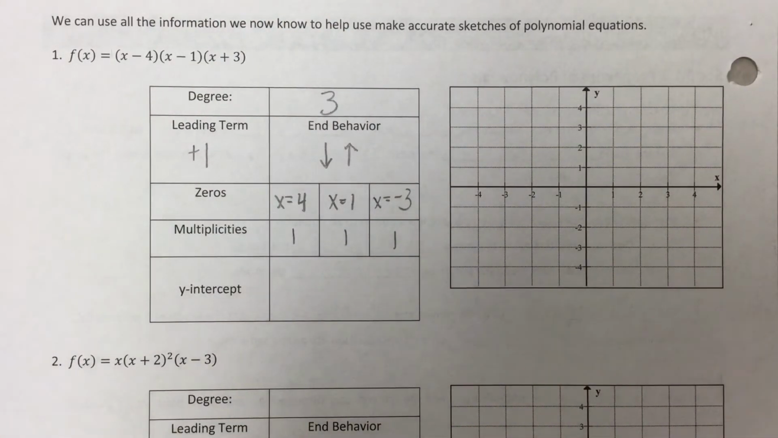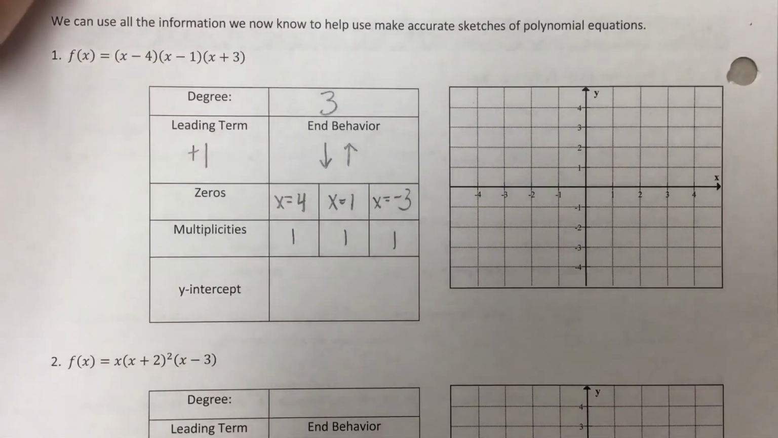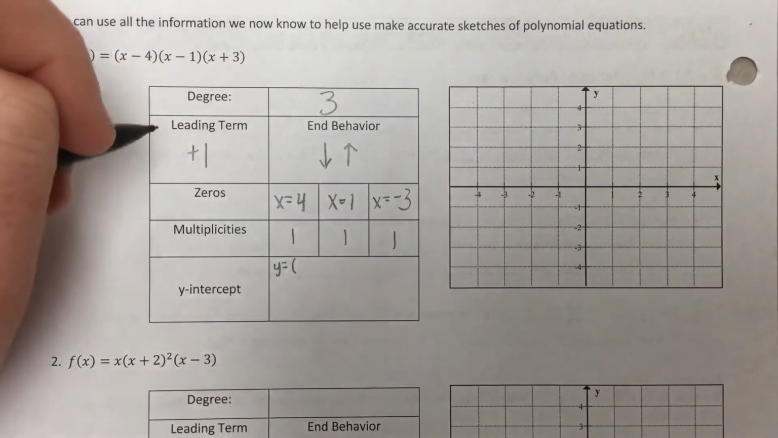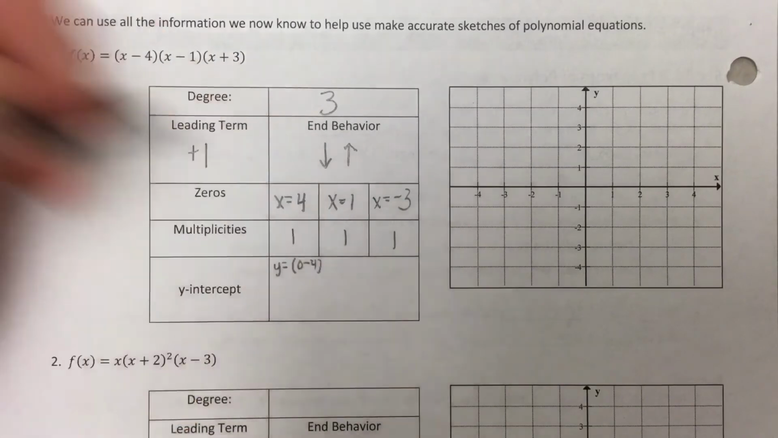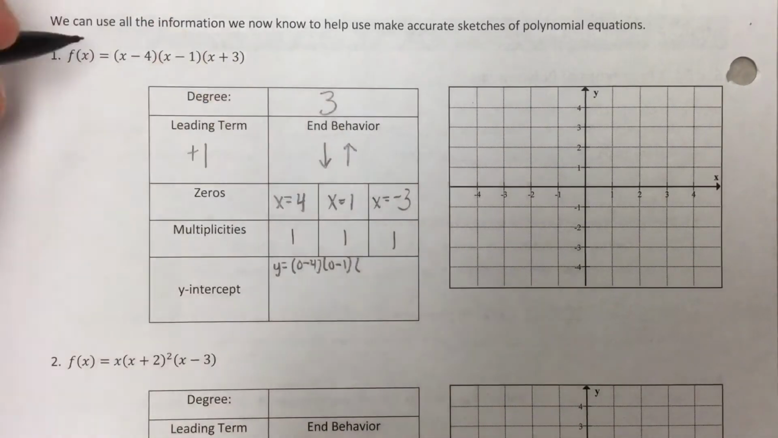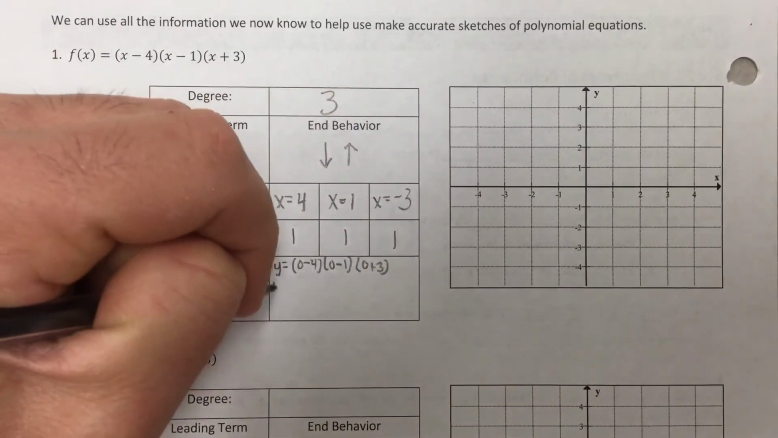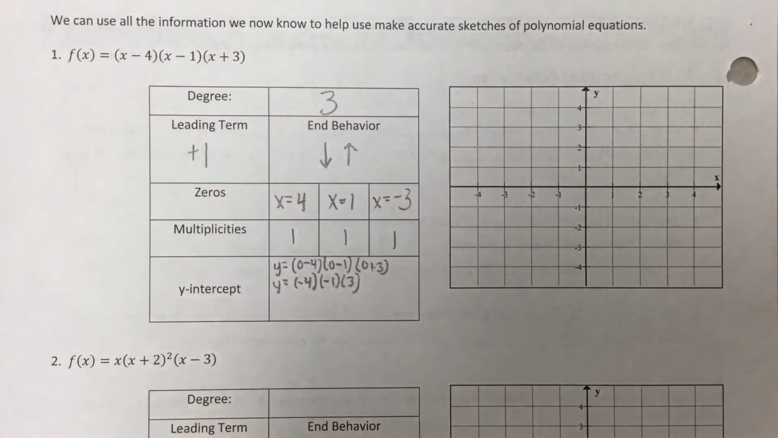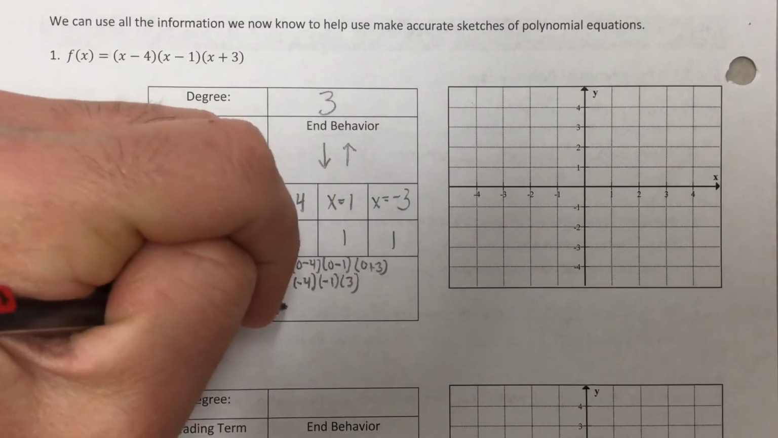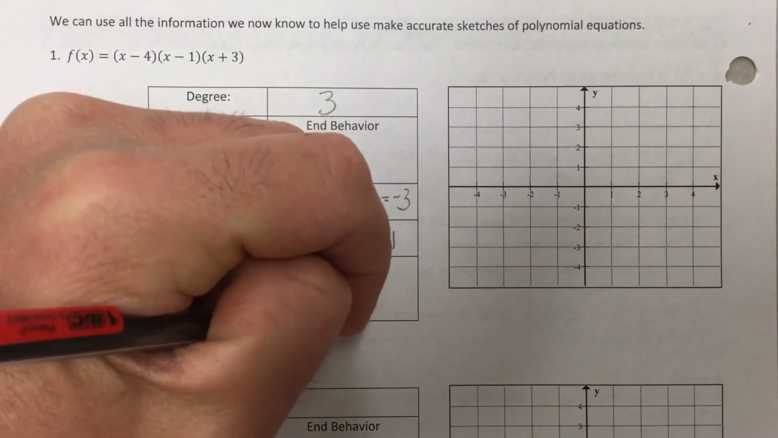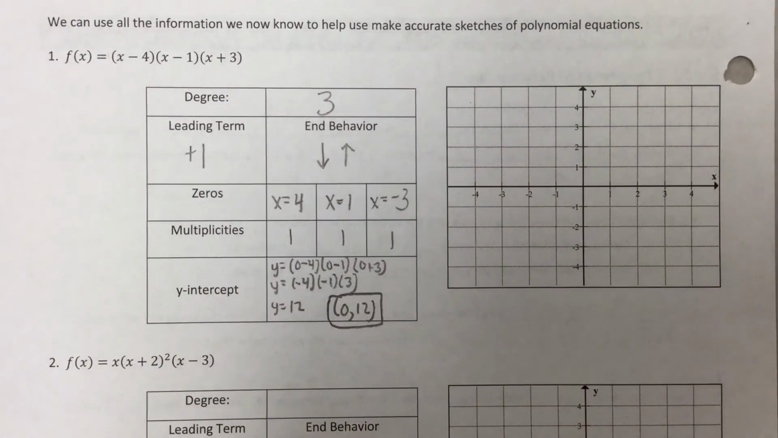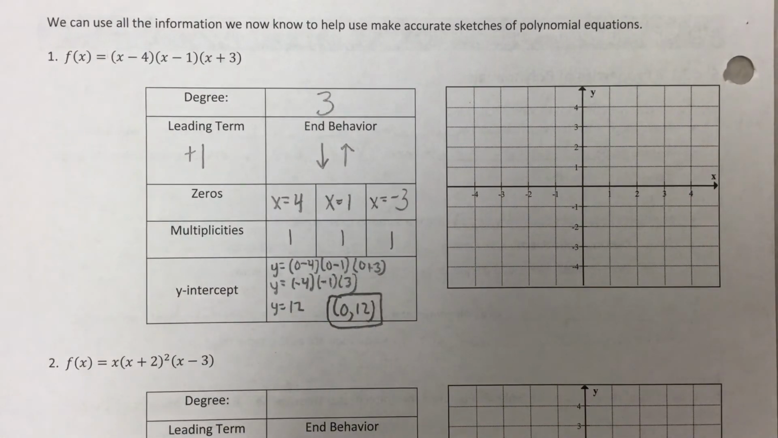Remember, to find our y-intercept then, we would have to plug 0 in for x. So if I plug 0 in for the x's, I'd have 0 minus 4 times 0 minus 1 times 0 plus 3. So I'd have -4 times -1 times 3, which would be 12. So 0, 12 would be my y-intercept. Now again, we won't be able to fit that on our graph. We're just kind of making sketches, but that would be our y-intercept.